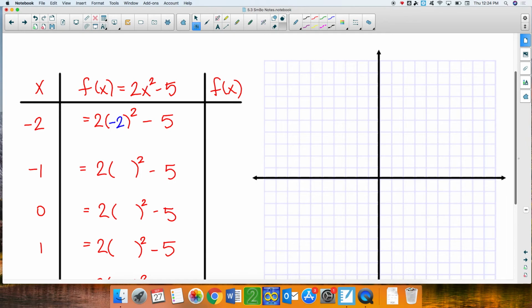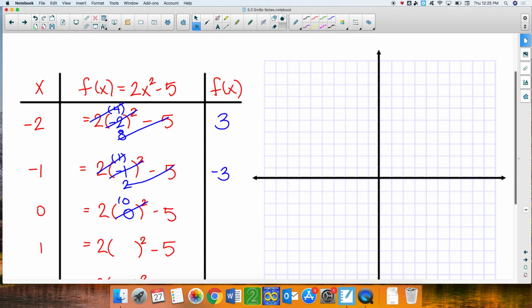So, order of operations would tell us to do the exponents first, which would give us a positive 4, then we're going to multiply. 2 times 4 is 8, and then 8 minus 5 gives us a 3. Okay, now we're going to plug in negative 1. Exponents first. When you take a negative times a negative, it's always a positive, so that's a positive 1. 2 times 1 is 2, and then 2 minus 5 is negative 3. I'm doing this by hand, but you could just plug this in on your calculator using your parentheses, and it'll spit out the output for you. If you don't use parentheses, your answers are not going to match mine.